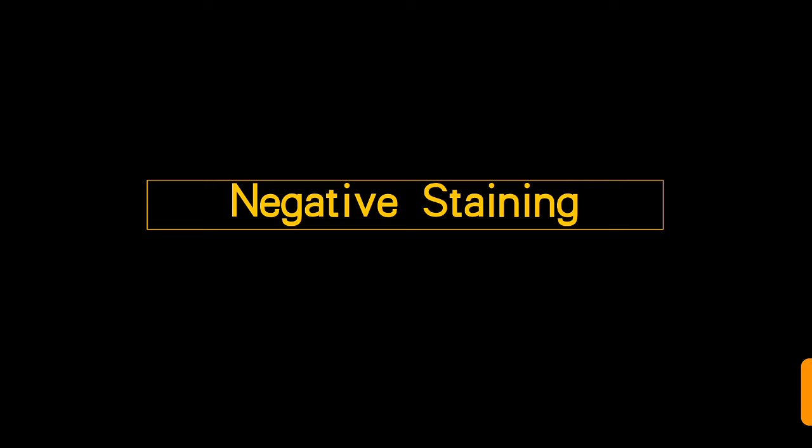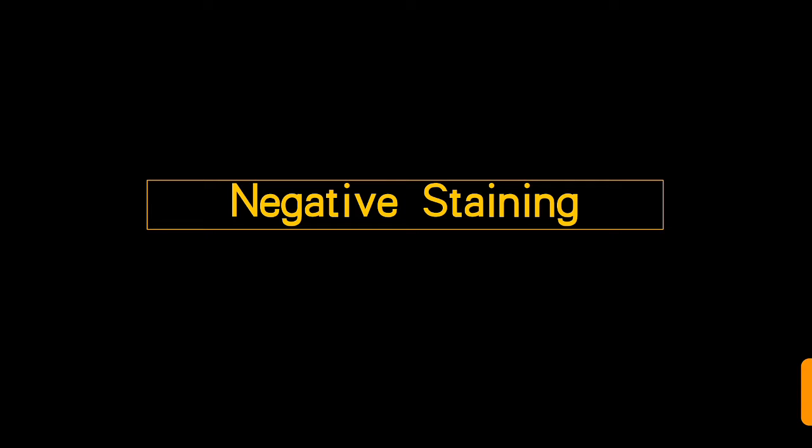When we talked about monochrome staining in the last lecture, we said that monochrome staining is a simple staining technique. Why do we say that? Because monochrome staining uses only a single stain. Like that, the negative staining technique is also a simple staining technique because it also uses only a single stain.